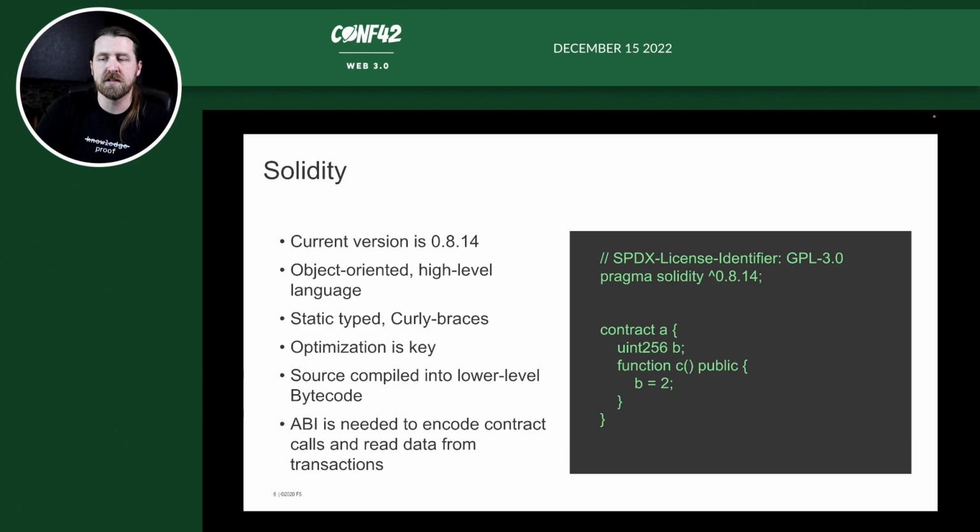Again, this code is compiled down into what's called bytecode. And in order to read that bytecode, you need what's called an ABI. We're not going to get too much into that, but I'll explain it briefly. An ABI is kind of like a map or a way to read that bytecode, because when you compile it down into bytecode, it's obviously non-readable by human eyes. And same with your front-end application. It needs a way to understand how to interact with the bytecode properly.